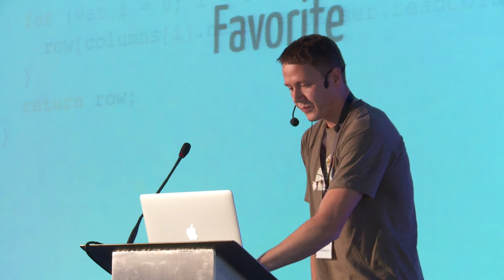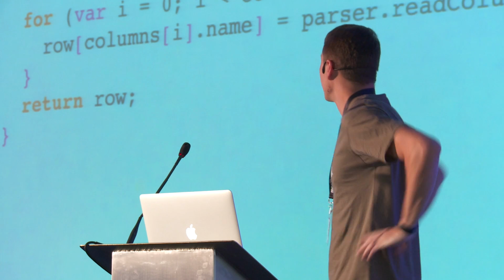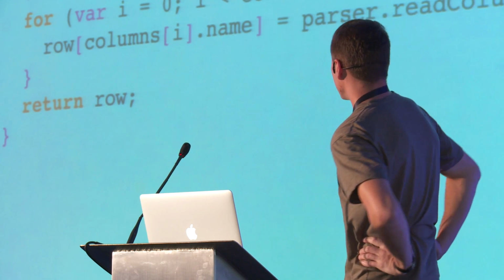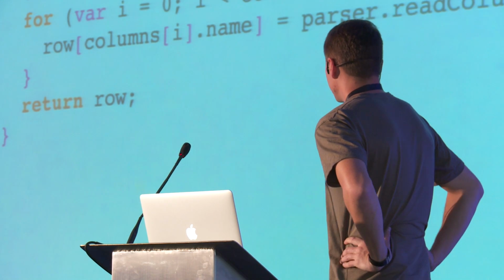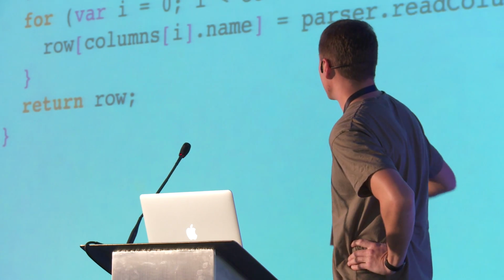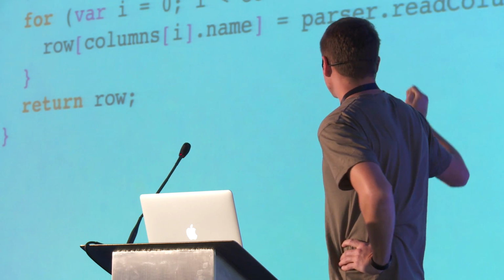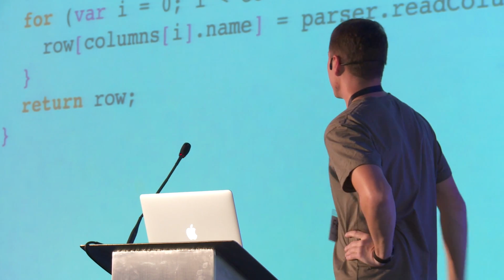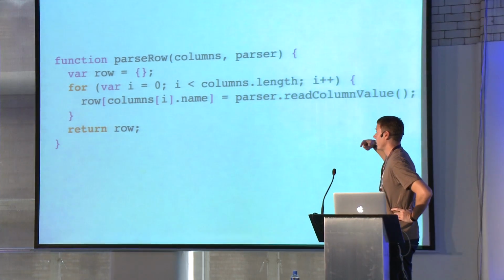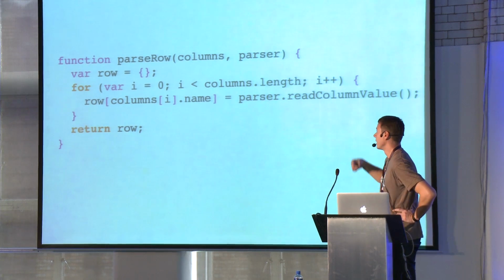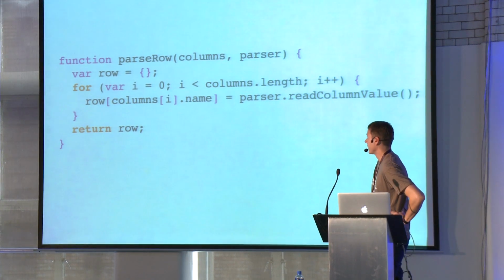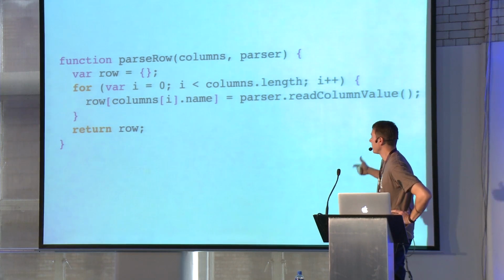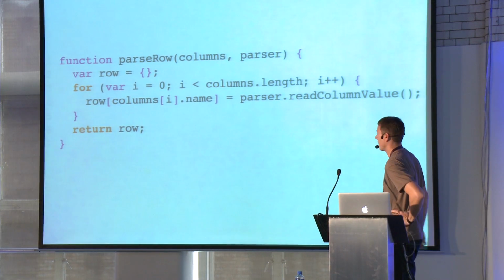And here's my favorite one. I have this function in my parser that parses a row. What it does is it basically takes the columns, which is an array with the field names that I have. So a column has a name property, and a parser, which allows me to take already received network data and interpret it. So every time I would parse a row, I would loop over all the columns, and then to my row object, I would assign the column's name as the key, and I would say parser.read column value. And I thought this was pretty much the most efficient way to do it.